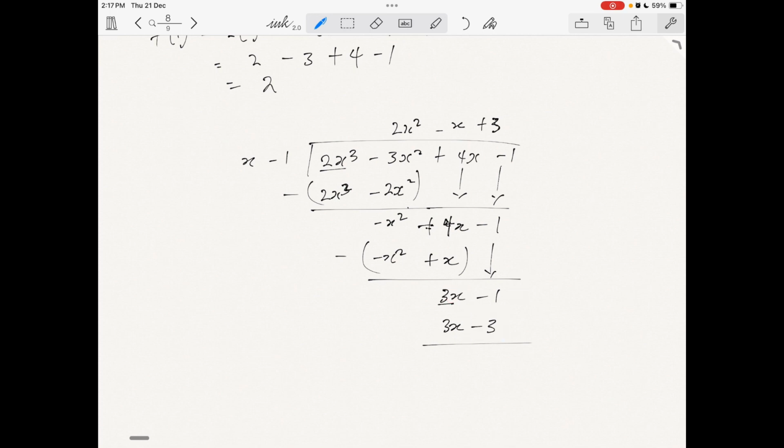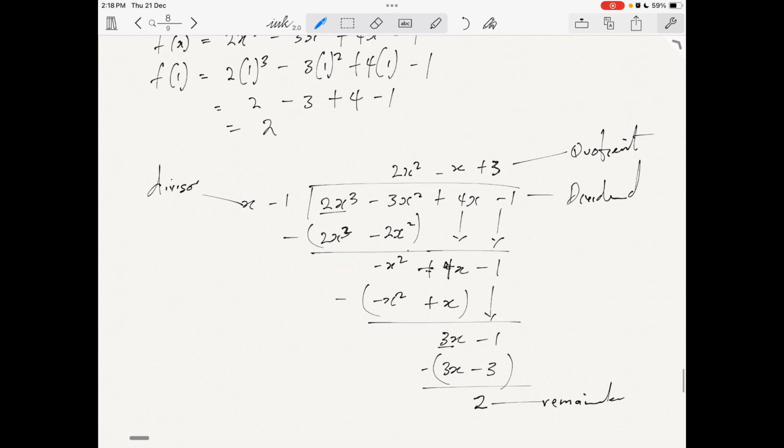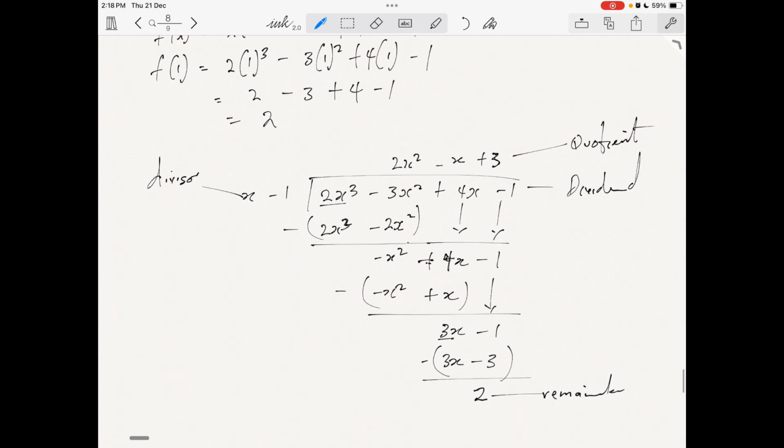So when we subtract it again, we'll have 1 minus minus 2, so that will give us 1 minus minus 3, that will give us 2. So we can see that this is our remainder, just like we have, and this is our dividend, and this is our quotient, just as this is our divisor. Okay, so then afterwards we realize that the answer we have here is the same as that we have here.